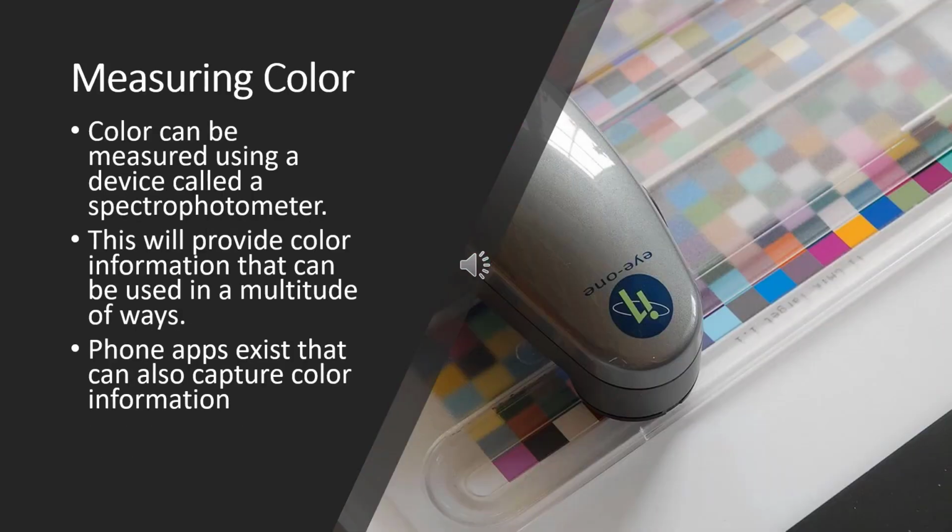We can get a lot of specific color information by measuring color by using a device called a spectrophotometer. This will give us color information that we can use in lots of different ways. While spectrophotometers can be quite expensive, there's a number of phone apps out there that do a really good job of capturing color and provide you color information that you can use as well.